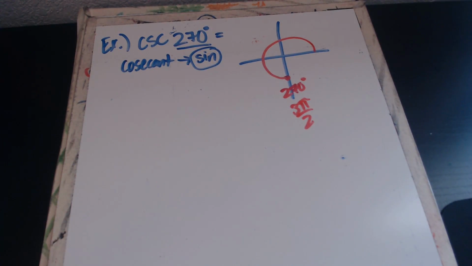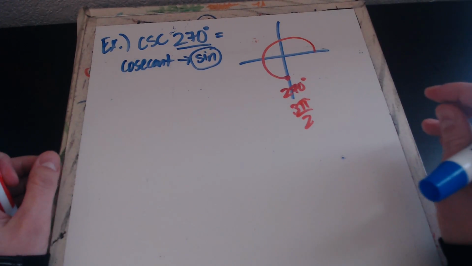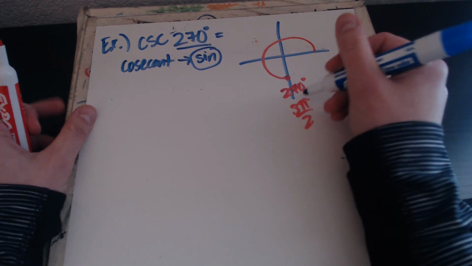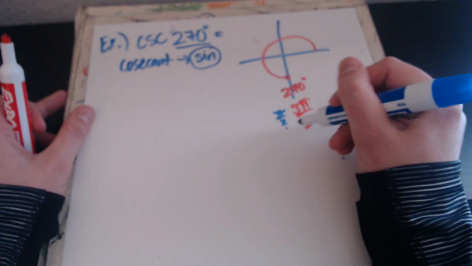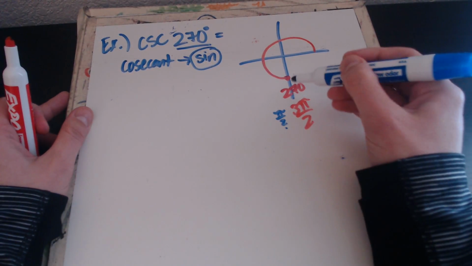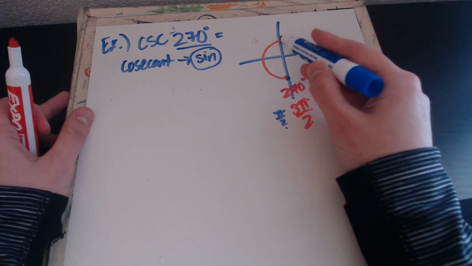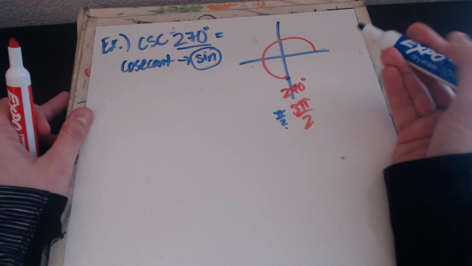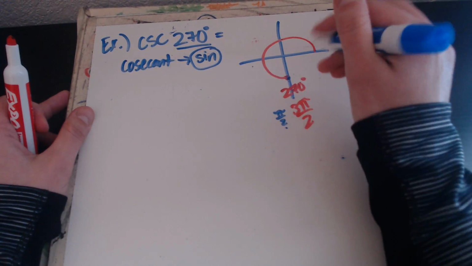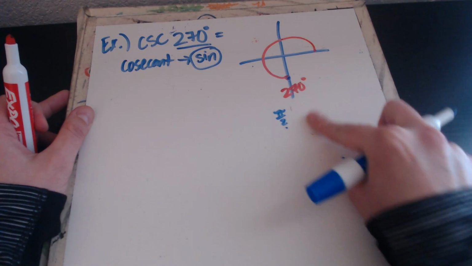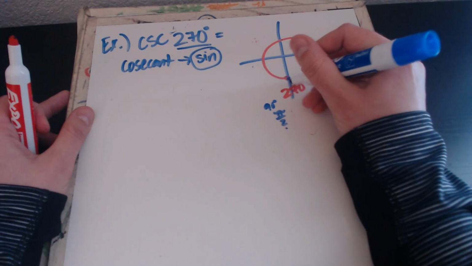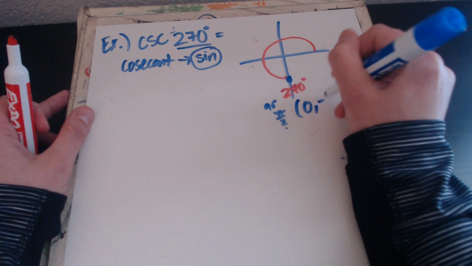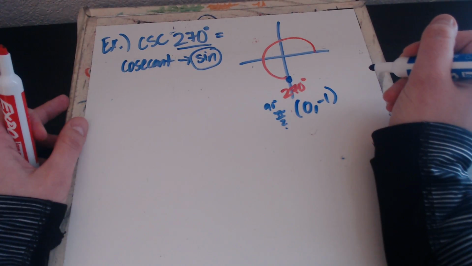Okay, and then I need to determine my reference angle. So my reference angle here is pi over 2. Now this isn't as necessary to do a reference angle because I'm on one of those 4 angles that are on the axes, but you can if you want. All right, so this angle is at the point (0, -1), okay?